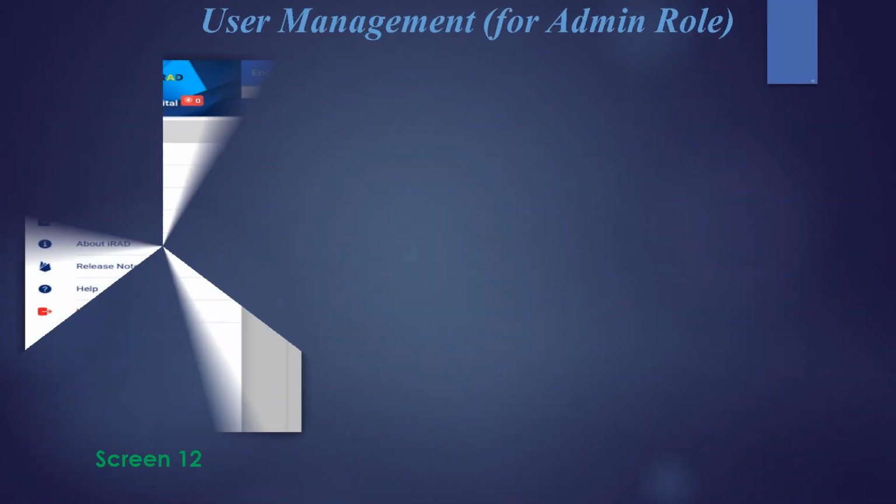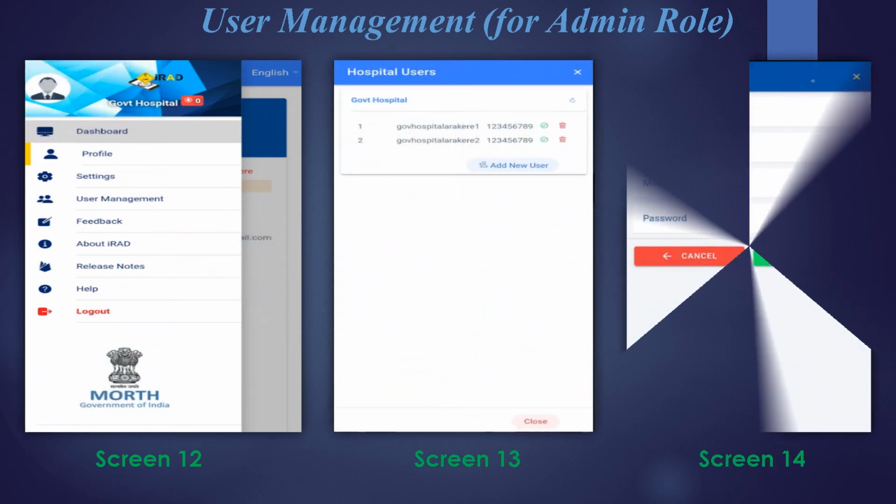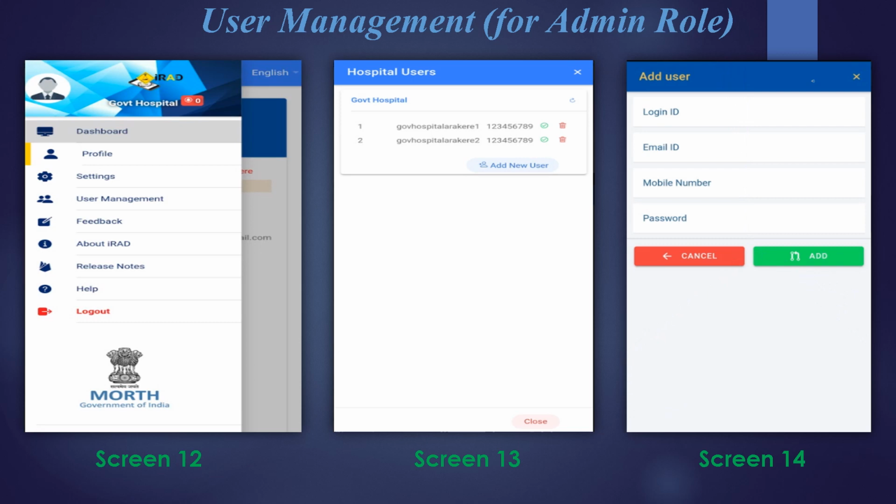User Management option will be available to the department admin only. Using this, admin can create user IDs for their department. First, click on User Management option as displayed on screen 12. Secondly, click on Add New User button on screen 13. Then, enter user details and click on Add button as shown in screen 14. In this way, the admin of each department can manage the user IDs for various users in his department.